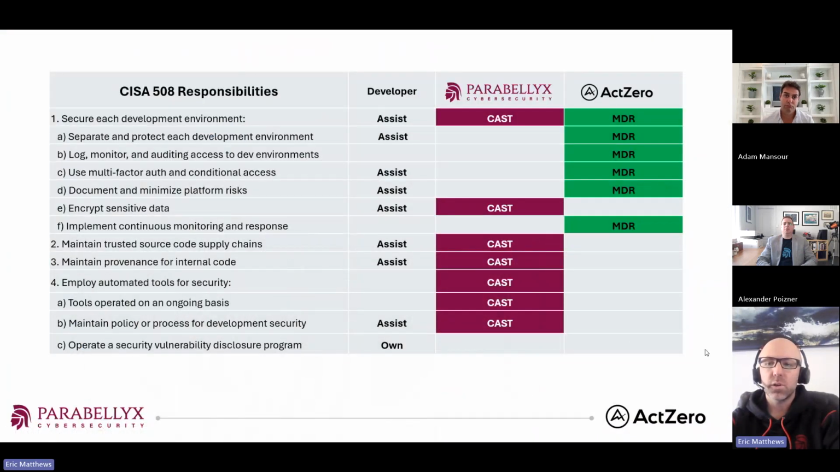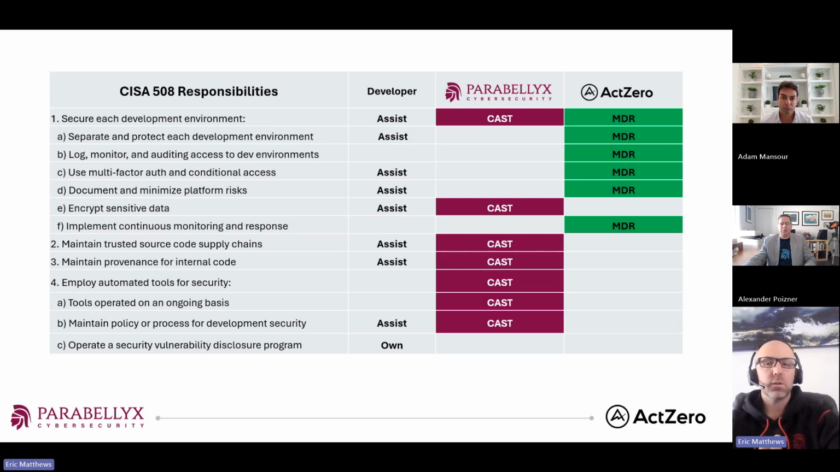how those requirements are covered by our various organizations. Obviously, we've outlined the responsibilities of each of these pieces. The first section is about securing the development environment, and then the latter ones are about supply chains, internal code provenance, and automated tooling. And so, where does Parabellyx, where does ActZero fit in?